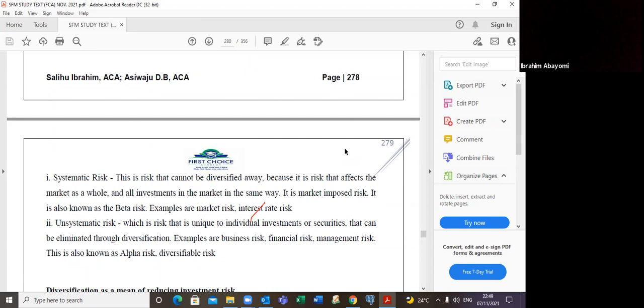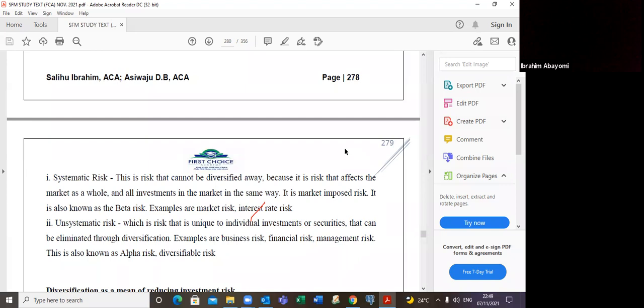What about negative correlation? Negative correlation simply means when the correlation coefficient is negative, in the sense that when the return on one is increasing, the return on the other is decreasing. If I have investment A and investment B, and I discover that when the return of investment A is going up, the return on investment B is going down, that is a negative correlation.